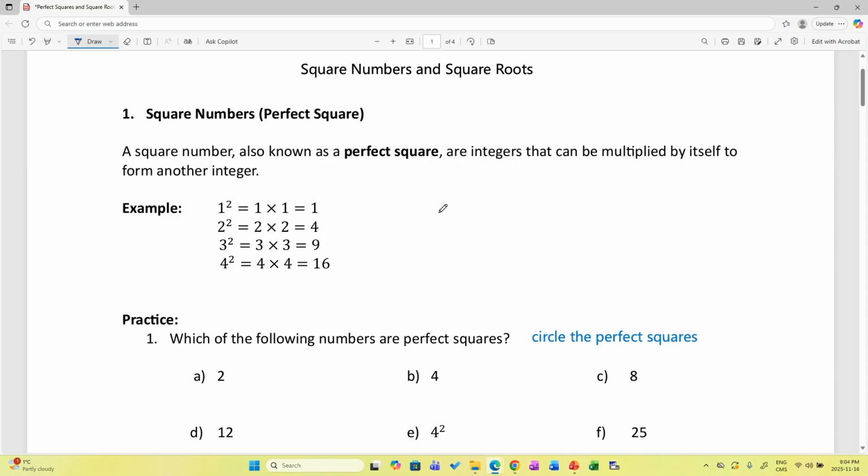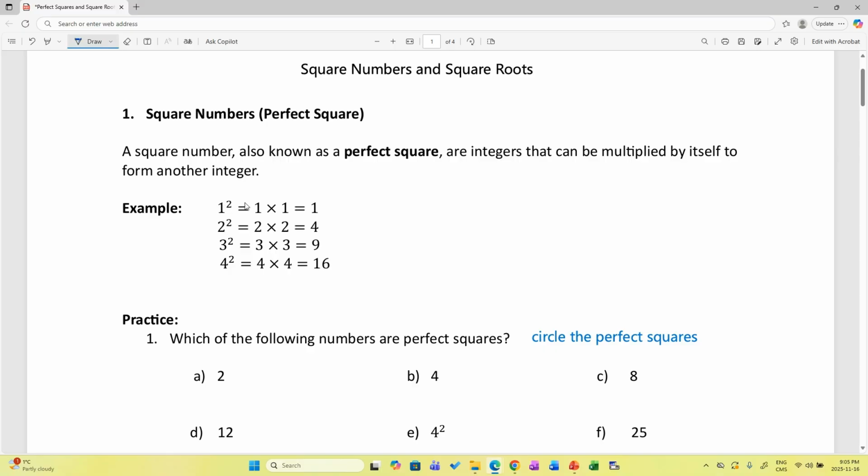In this video, I'm going to be talking about square numbers and square roots. To start off, square numbers are also known as perfect squares. They are integers that can be multiplied by itself to form another integer. So 1 squared basically just means 1 times 1. And 1 times 1 gets me a whole number or an integer. Hence, 1 squared is a perfect square.